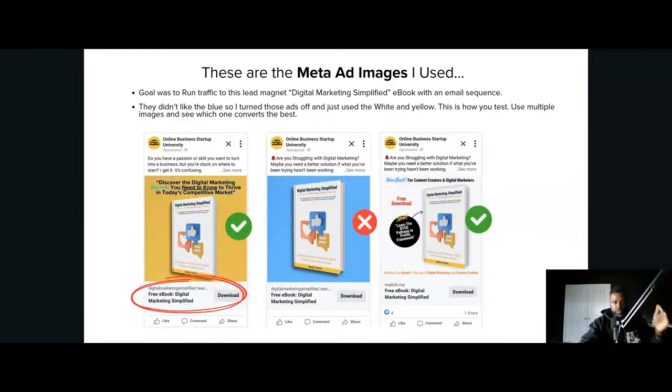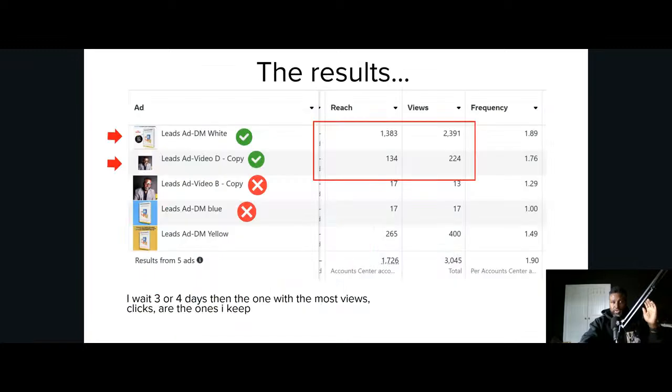So the goal was to run traffic to this lead magnet with an email sequence. So I had an automated email sequence that when people signed up to get this, it sent them some automated emails. And what I found out on Meta when I looked at the dashboard, I was looking at the CTR, the click through rates, and I realized people did not like the blue, so I just kept the yellow and the white.